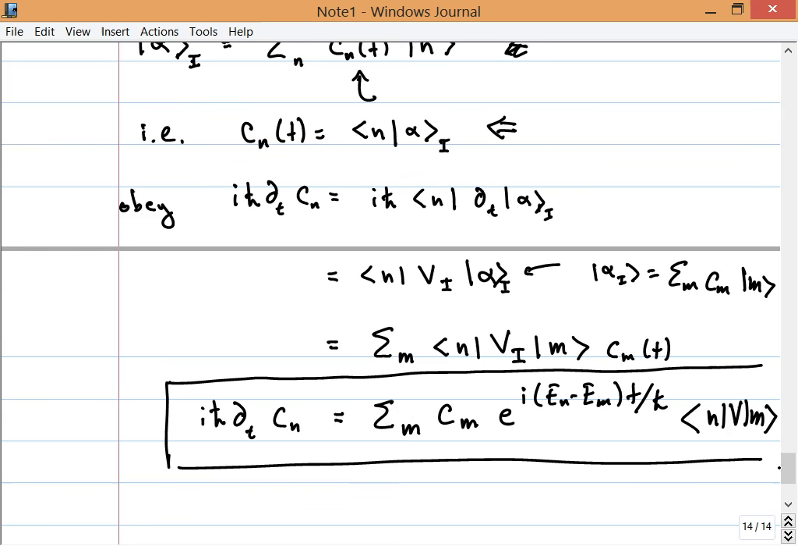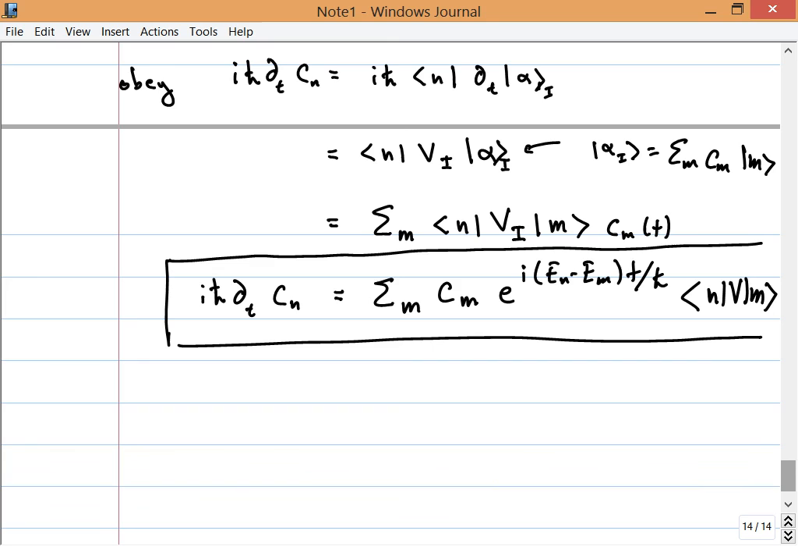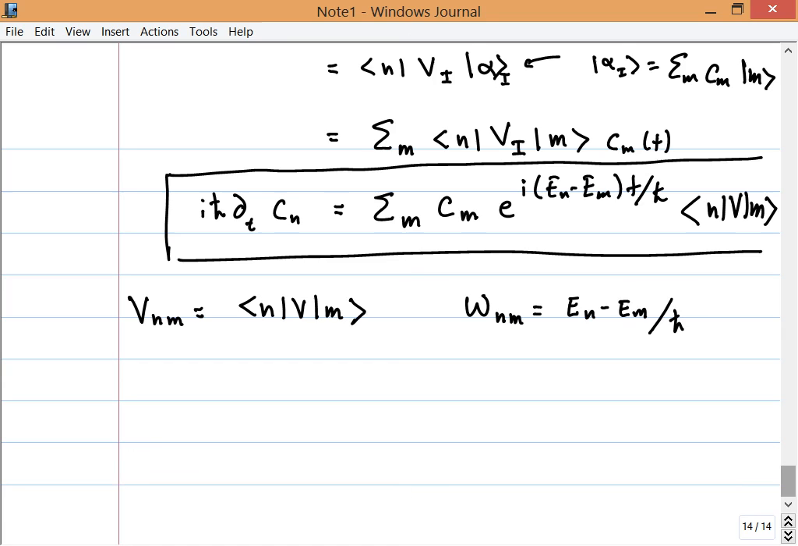So there's a typical notation that people use when writing down this equation. Typically, we abbreviate these matrix elements of the operator V, we call them V sub n m, and that phase factor (E_n minus E_m) divided by h bar has dimensions of 1 over time, so we'll call it omega sub n m, because that's going to be interpreted as a frequency. And then the equation which determines these coefficients c is i h bar c_n dot is equal to the sum over m V_nm e to the i omega_nm t times c_m.